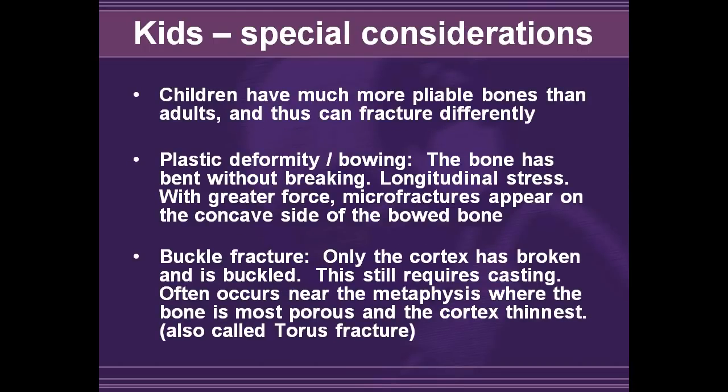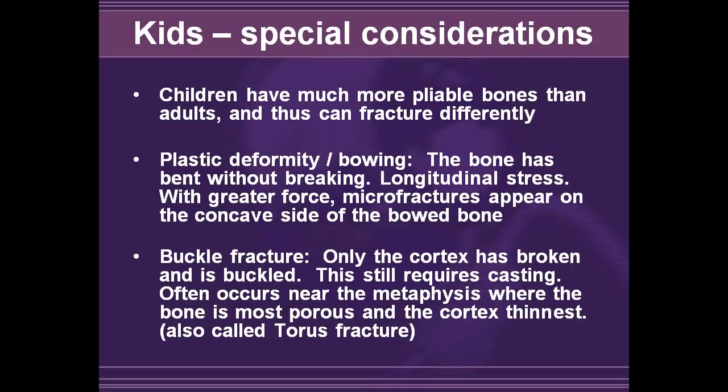Kids require special consideration when looking at fractures. Children, as they're growing, have much more pliable bones than adults, and thus the damage to the bones may appear different. The first type is the plastic deformity or bowing deformity. In this case, bone bends without actually breaking, and it's usually due to a longitudinal stress. The greater the force, the more likely that microfractures will appear on the concave side of the bowed bone.